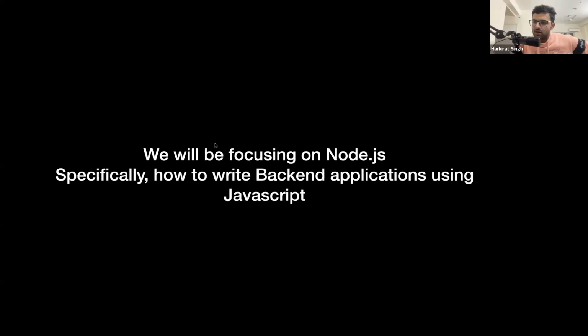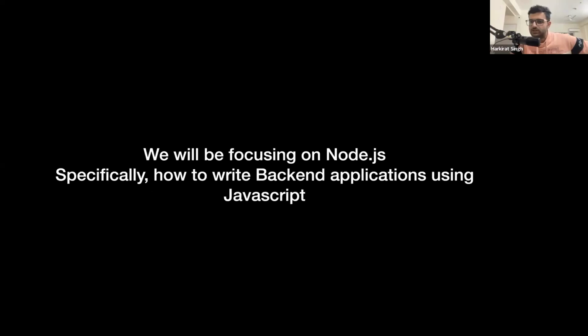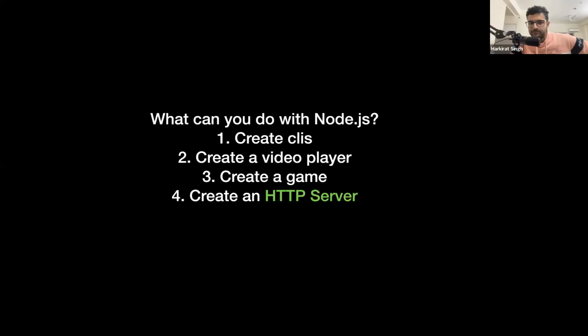Bun is very new, still catching up, still sort of in alpha, but there is a very high probability that eventually people move from Node.js to Bun. They're making it highly backward compatible, which means any Node.js library that's out there, they're trying to support in Bun as well. So there's a high probability eventually you compile your code in Bun and not in Node.js. The code will still look the same. Specifically, how do you write backend applications using JavaScript is what we will learn today.